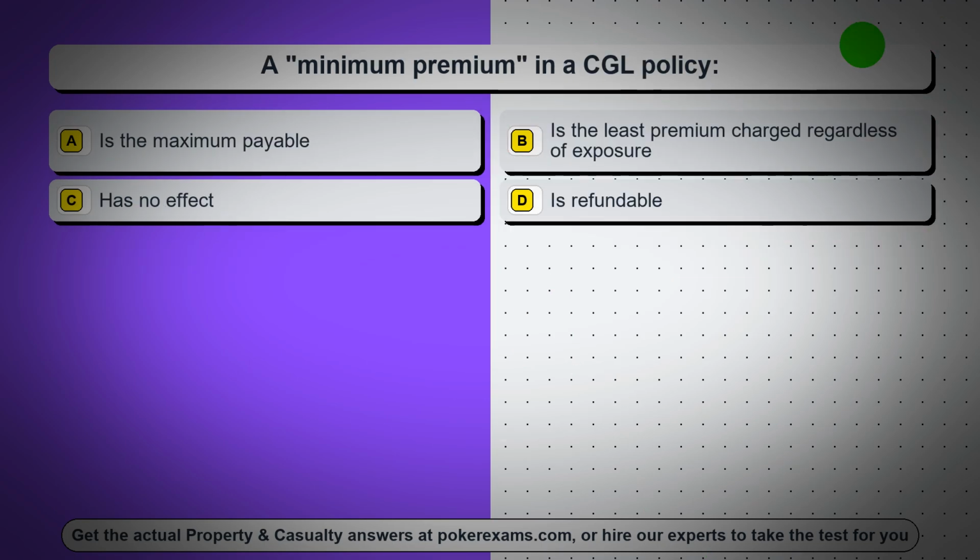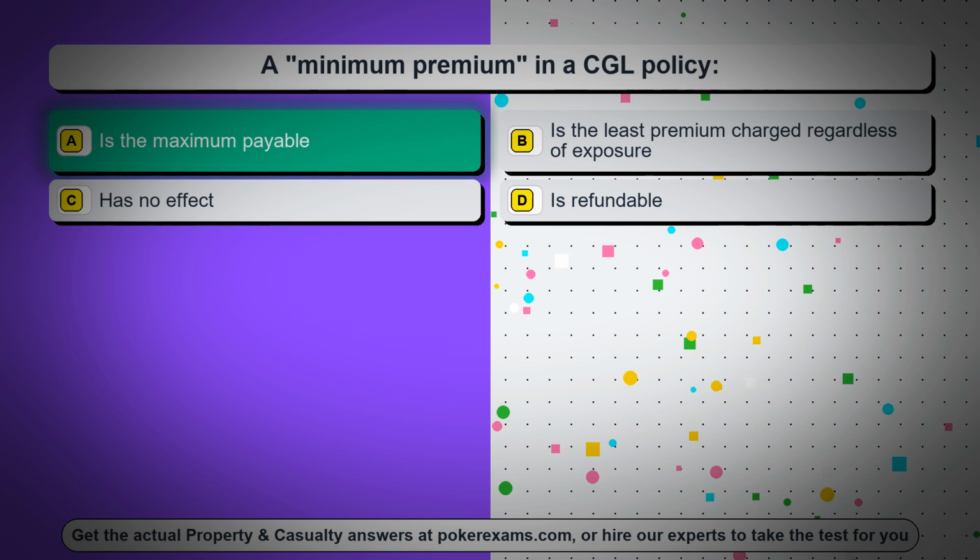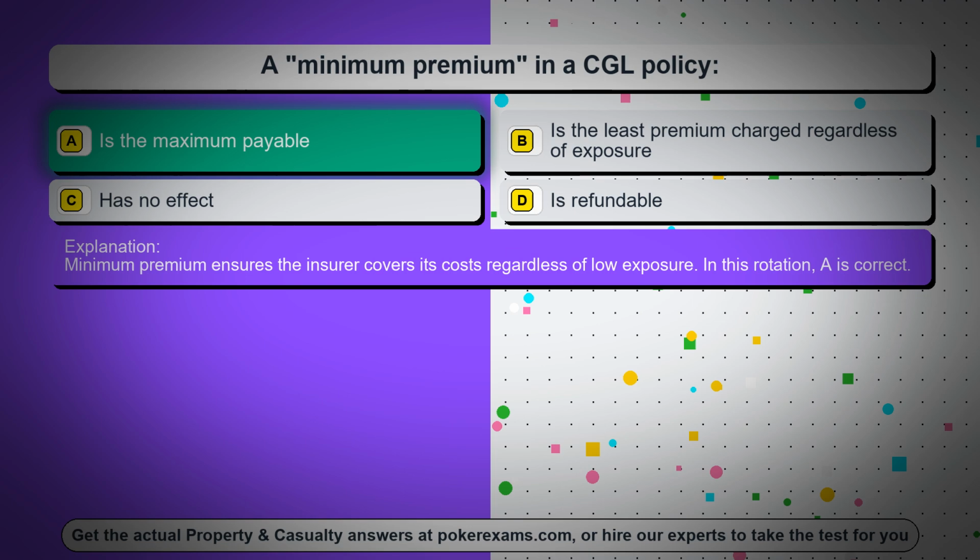Question 80. A minimum premium in a CGL policy: option A, is the maximum payable; option B, is the least premium charged regardless of exposure; option C, has no effect; option D, is refundable. The correct answer is option A, is the maximum payable. Minimum premium ensures the insurer covers its costs regardless of low exposure. In this rotation, A is correct.